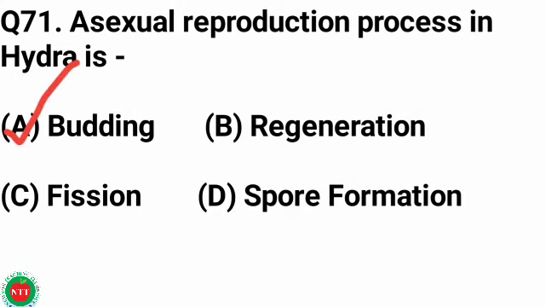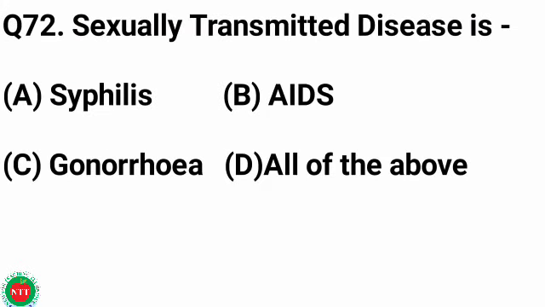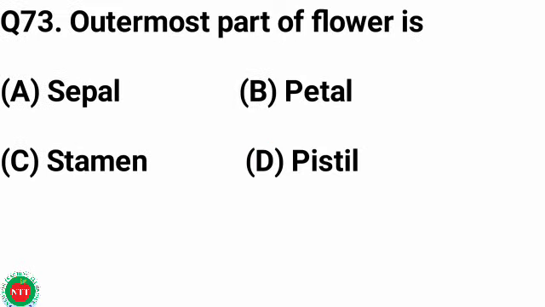Question number 72. Sexually transmitted disease is syphilis, AIDS, gonorrhea, all of the above. Option D is the right answer, all of the above. Question number 73. Outermost part of flower is sepal, petal, stamen, pistil. The right answer for this question is option A, sepal.